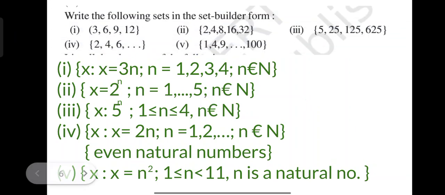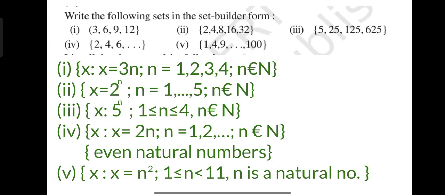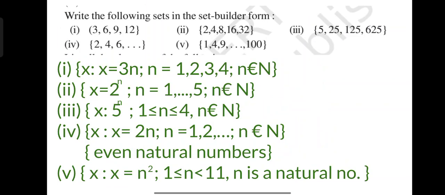So 1 to 5. Otherwise we can write like first question by specifying every element by comma, 1, 2, 3, 4, 5. Otherwise we can write 1 to 5. Okay, then n belongs to N. We should represent to which group this belongs to in every question. Okay, and for the next one, 5 raised to 1 up to 5 raised to 4. So 5 raised to n, and n varies up to 4.